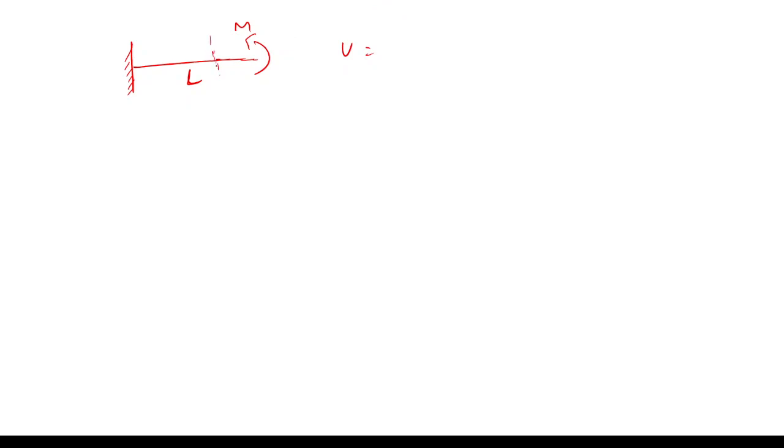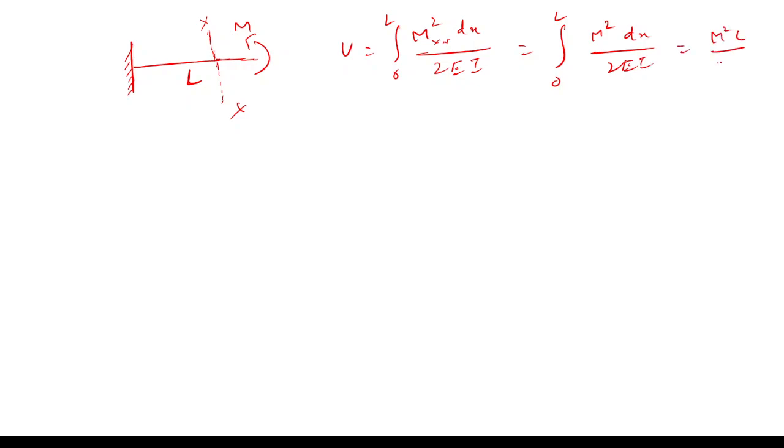So I have to take the moment at any particular cross section. If I take the moment at any particular cross section, what will I get? Integral 0 to L, M x square dx by 2EI. Yes, M square L by 2EI, because for this particular cross section, when I take the bending moment from the right hand side, it will simply be M. So I can write it as M square dx divided by 2EI, which is nothing but M square L by 2EI.